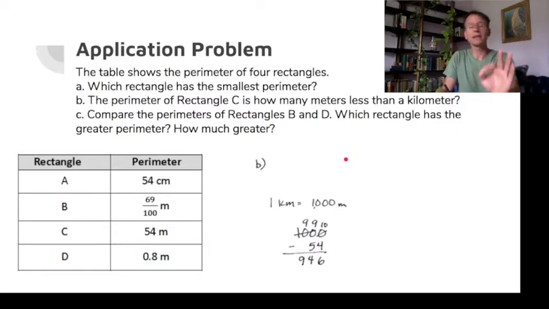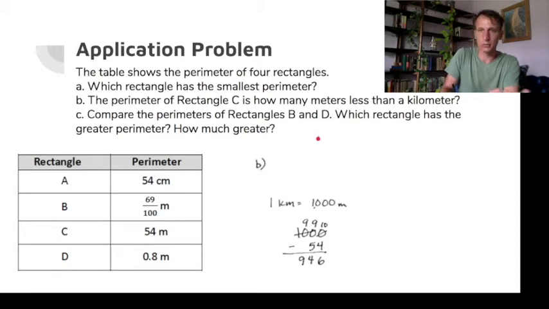Lastly, and I'm spending some time on this, by the way, not to belabor it, because there's actually a lot of good learning to be had here. So stick with me, kid. Compare the perimeters of B and D, all right? Which rectangle has the greater perimeter? How much greater? Well, we had already said that D was 81 hundredths, so obviously 81 hundredths is more than 69 hundredths. All right. But the question then is how much greater?